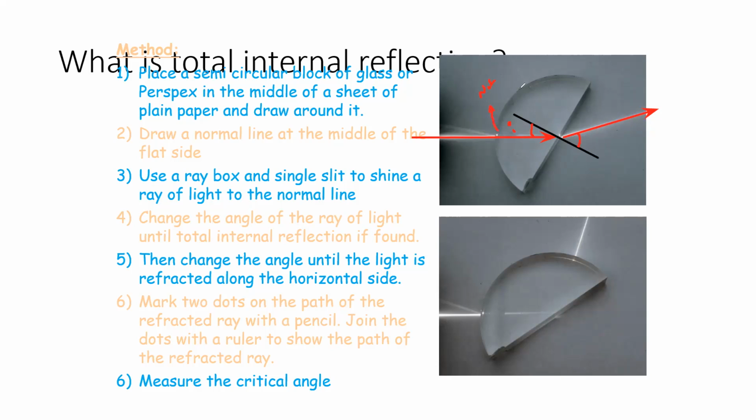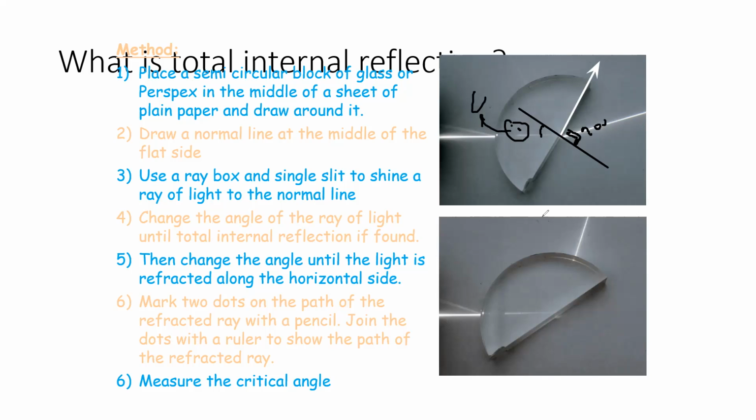If we further increase this, we observe that instead of light going out at a certain angle, it will travel along the surface. If this light travels along the surface, then we'll say that now the angle of incidence is known as the critical angle. So this value of angle of incidence is the critical angle, because the angle of refraction was 90.